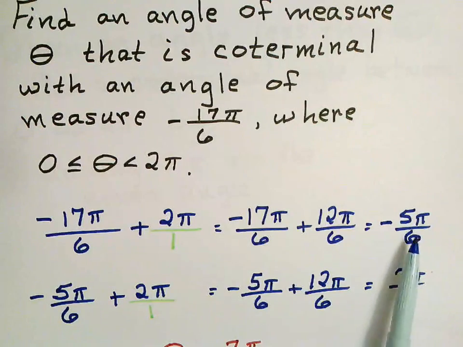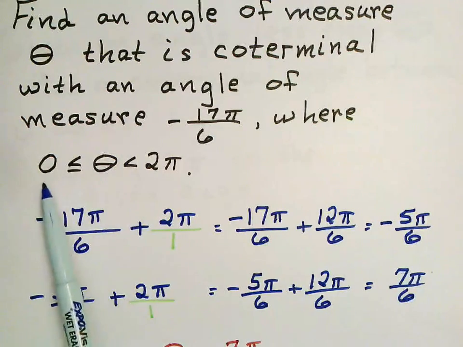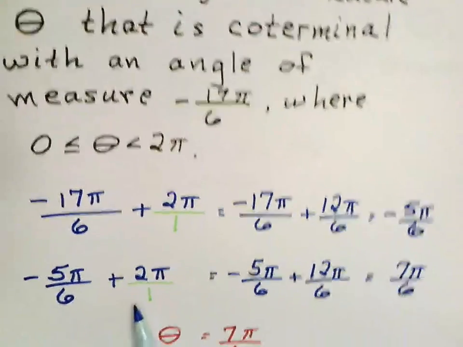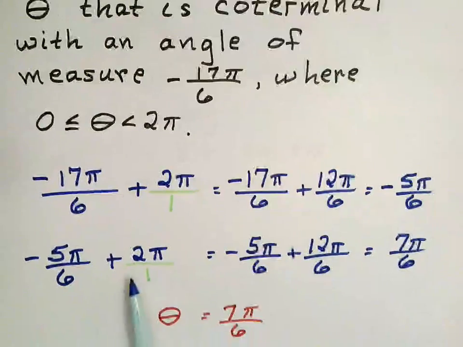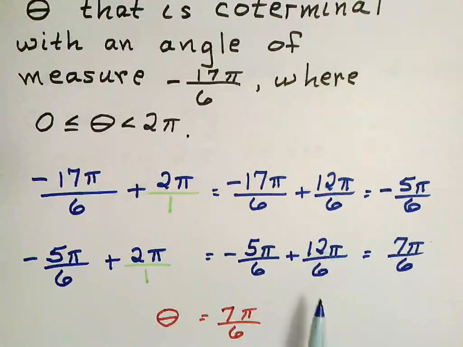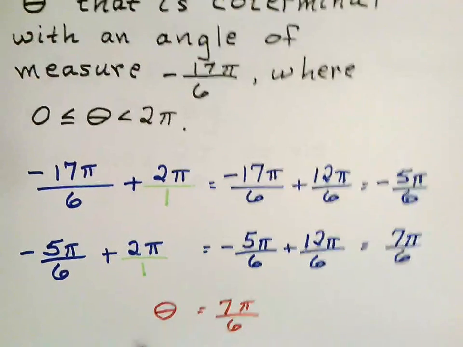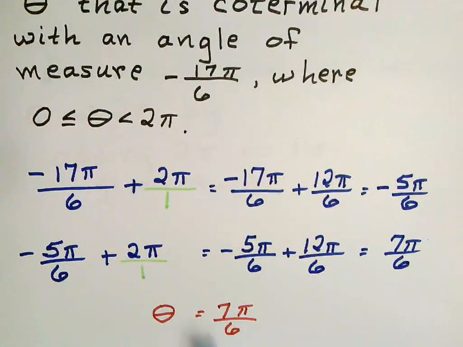But this is still less than 0. We want something that's positive between 0 and 2 pi radians. So we're going to add 2 pi radians again. And remember, 2 pi is the same thing as 12 pi over 6. Negative 5 pi over 6 plus 12 pi over 6 will give us 7 pi over 6. So our answer here is theta equals 7 pi over 6.